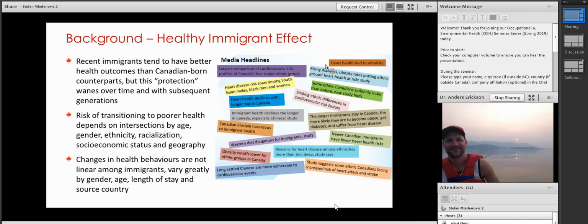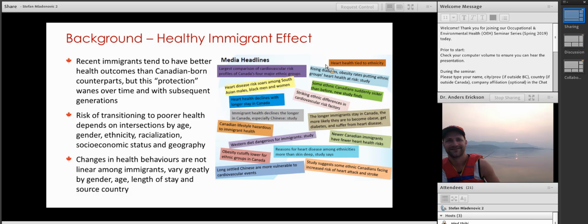But when you start looking at other types of health indicators, such as self-assessed health, mental health, or maternal health outcomes, that healthy immigrant effect becomes a little less clear. The risk of transitioning to poor health depends quite a bit on age, gender, and ethnicity, and also socioeconomic status and geography.